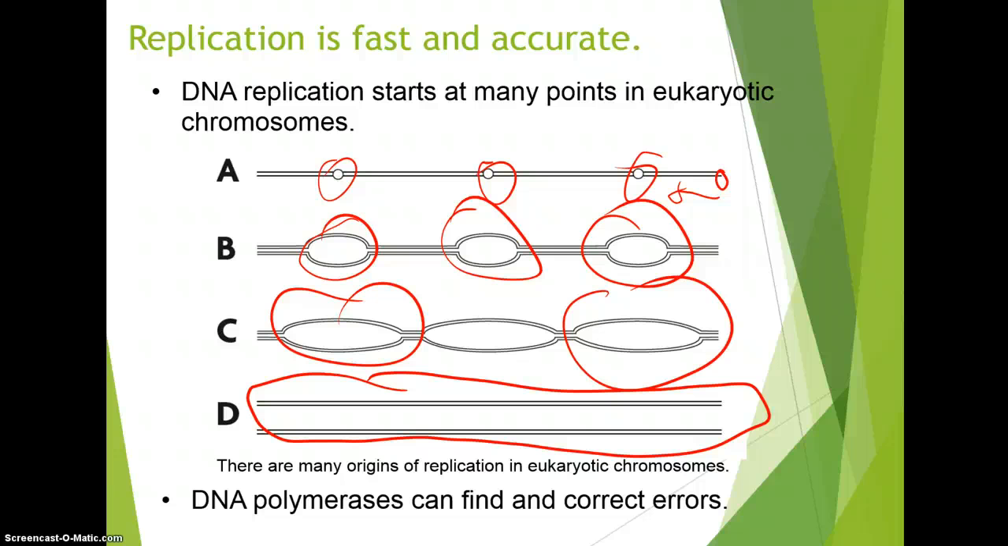DNA polymerase can find and correct errors. So basically, as it puts the matching nucleotides together, it can also proofread. It's like if you're typing really fast, you can sometimes type the wrong letter. But if DNA polymerase was there, it would automatically tell you that doesn't fit correctly. It's smart. DNA polymerase is very nice.